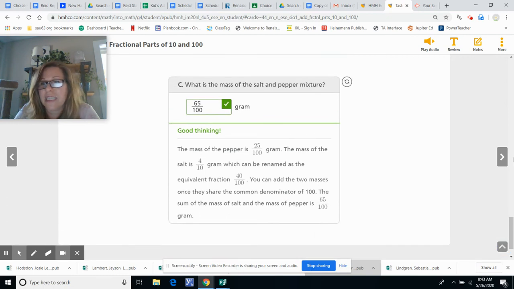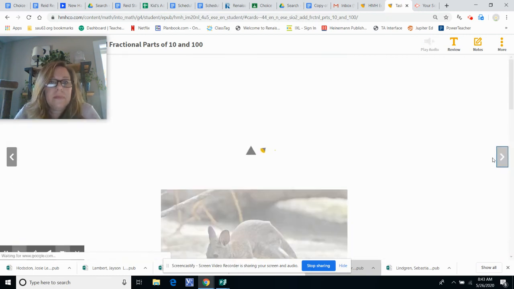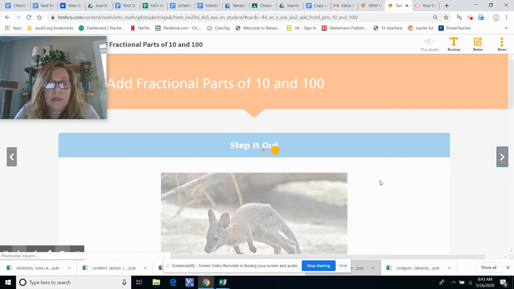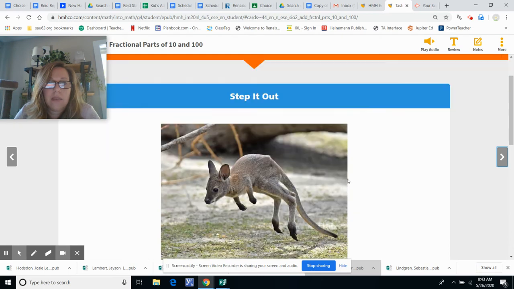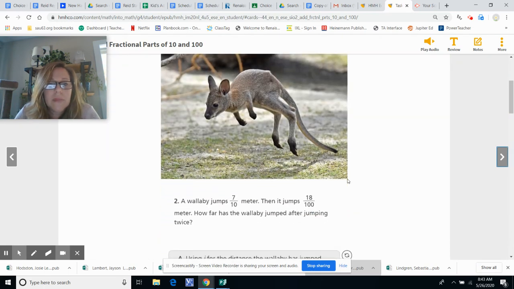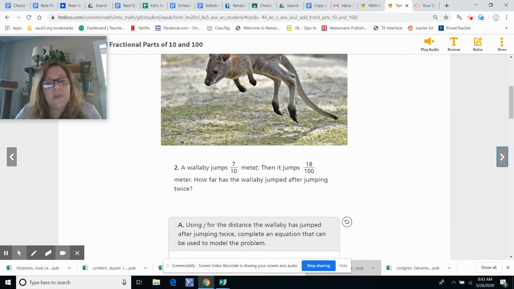All right, my friends, let's continue on. Let's go to the next page. Turn your page. And we're going to talk about this cute little wallaby. It says a wallaby jumps 7/10 of a meter. Then it jumps 18/100ths of a meter. How far has the wallaby jumped after jumping twice?